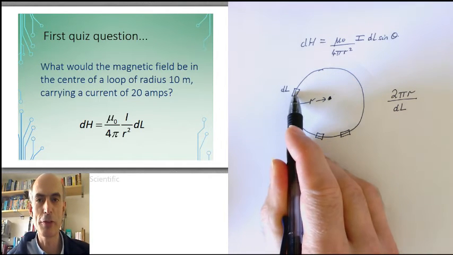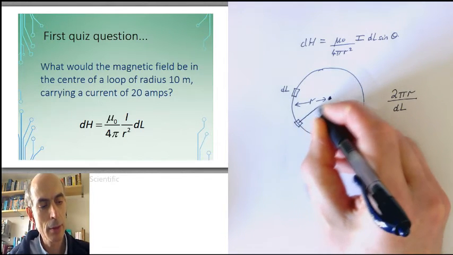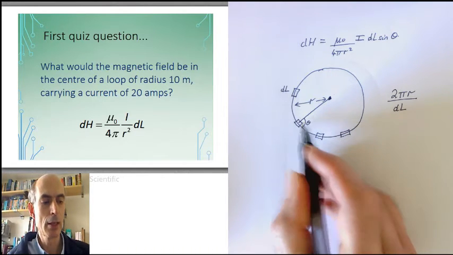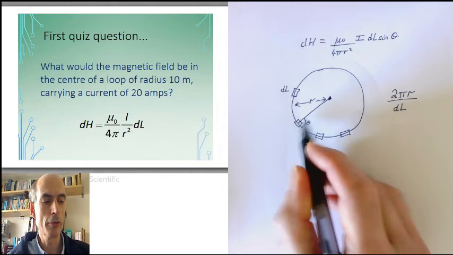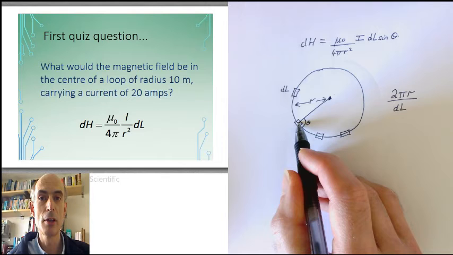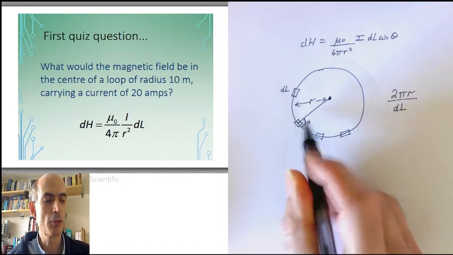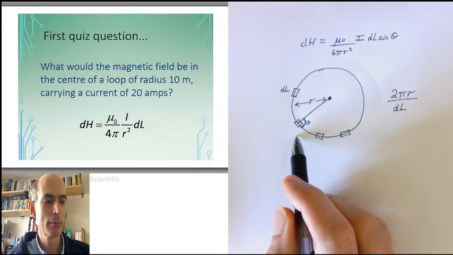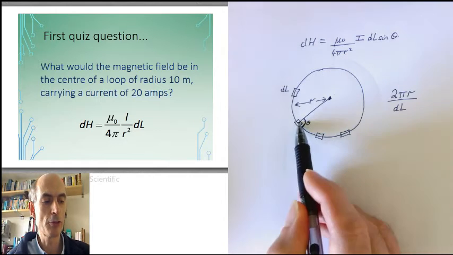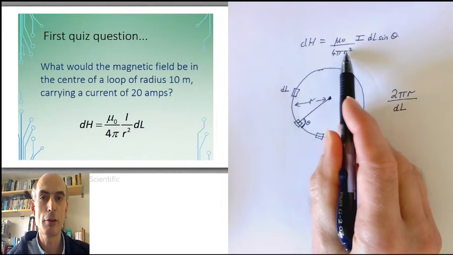What is the effect of each of these lengths delta L? Well, let's consider this one here. You'll notice that this angle here, theta, is 90 degrees for all of these little lengths delta L, which is why I haven't bothered to put sine theta on the formula on the slide. Theta is always 90 degrees, which means sine theta is always 1. So that's easy. r is constant. All of these little lengths are the same distance away from the centre. That's just the radius of the circle.